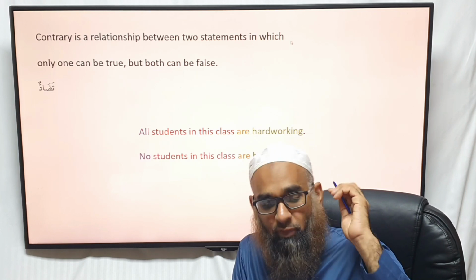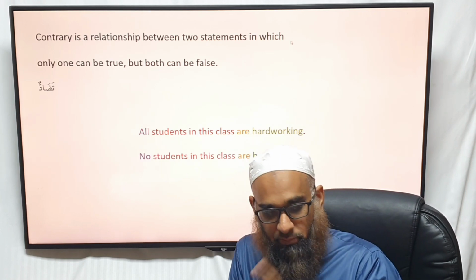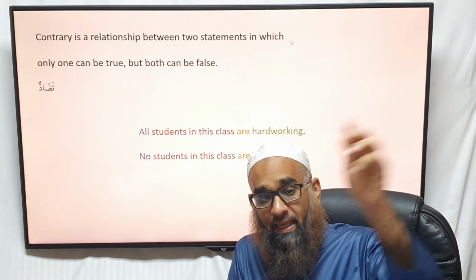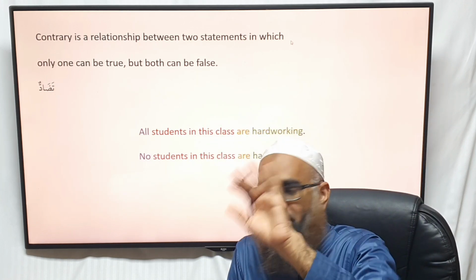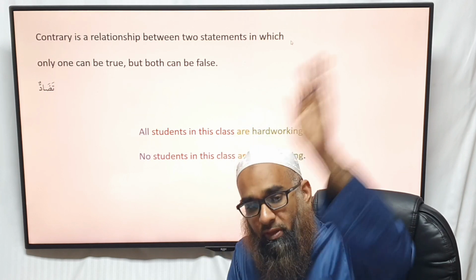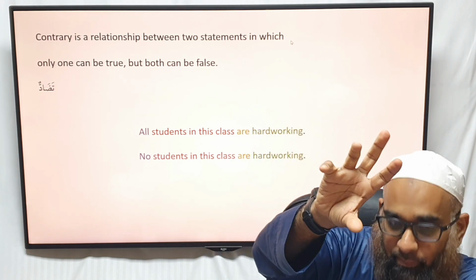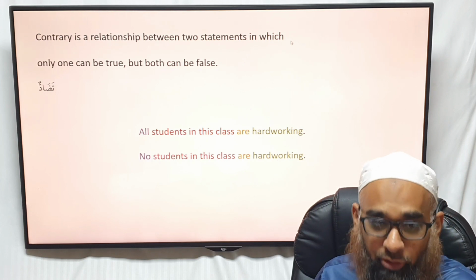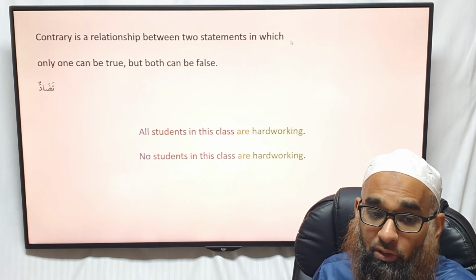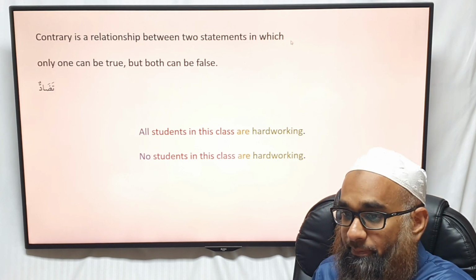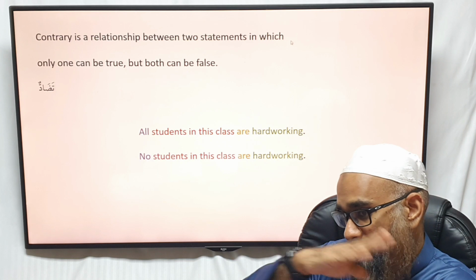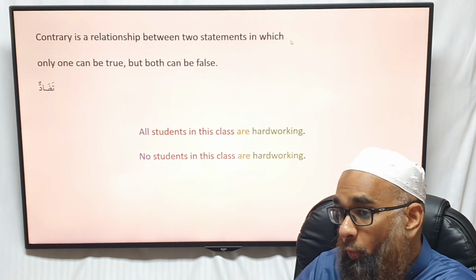So basically, if you look at tadad, contrary and contradiction, the A and the E and the A and the O, they both kind of have opposite meaning. If you have an A proposition, for example, all students in the class are hardworking, what's the contrary of this? The E. And the contradictory? The O, the bottom one. The contradictory is the O.